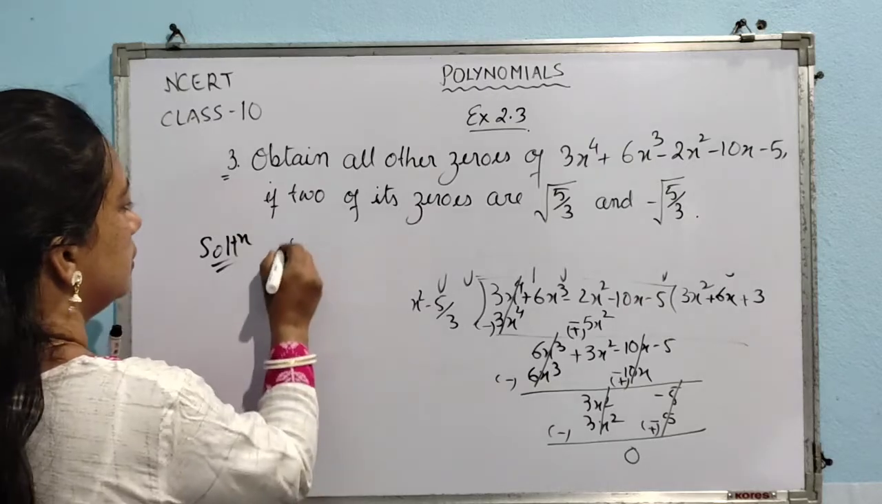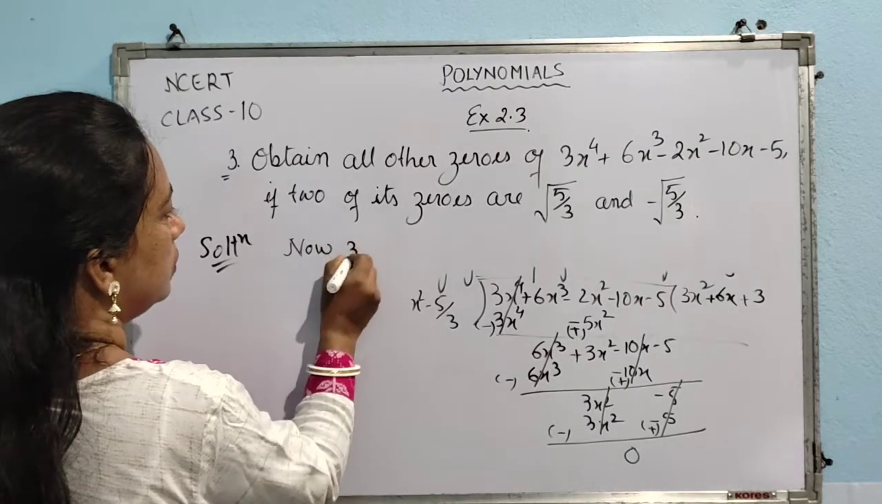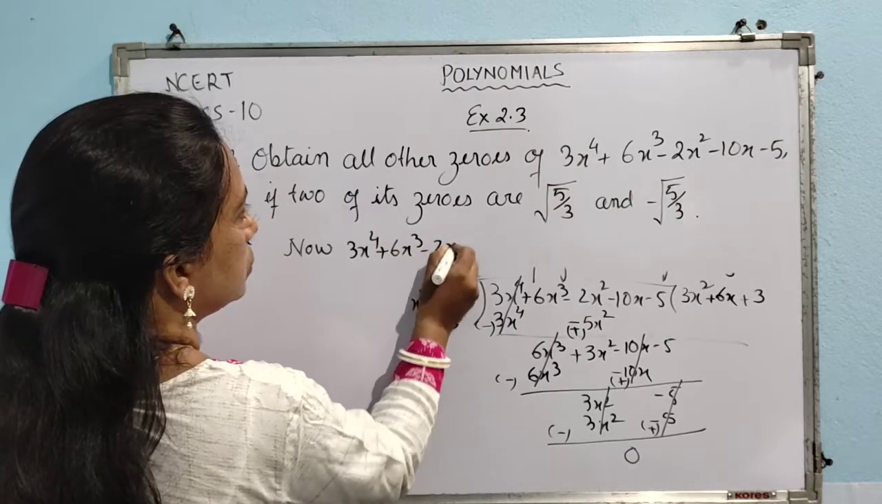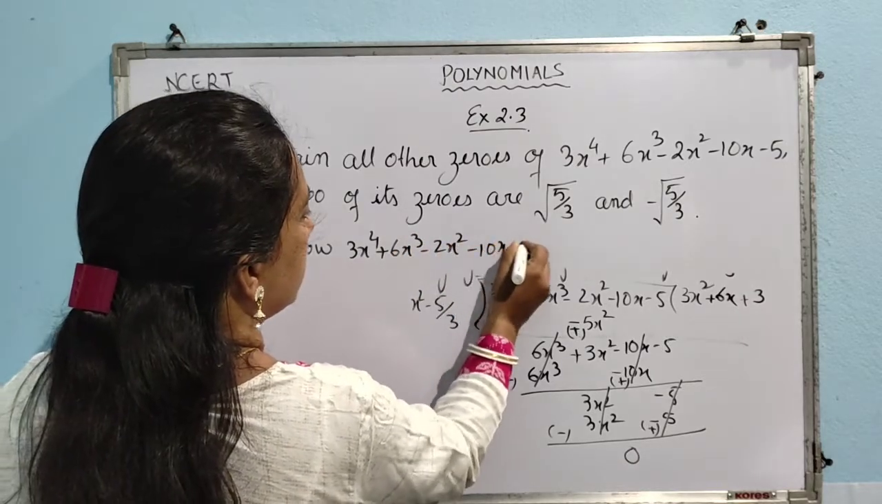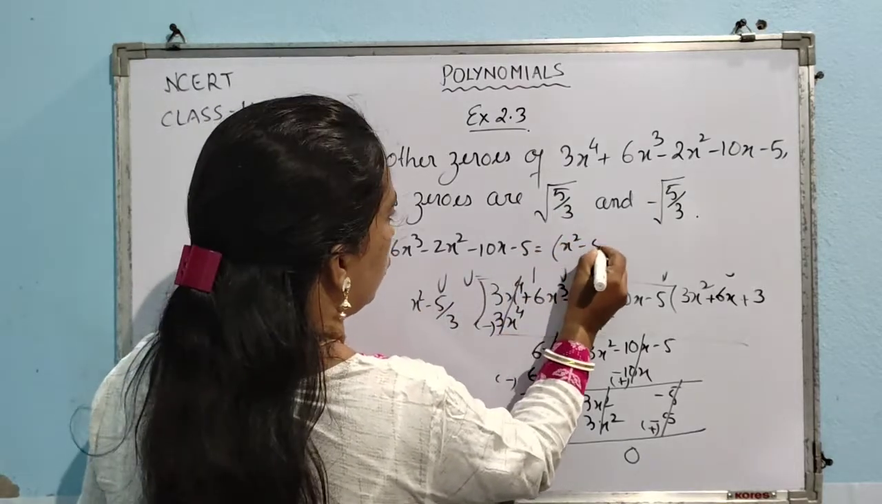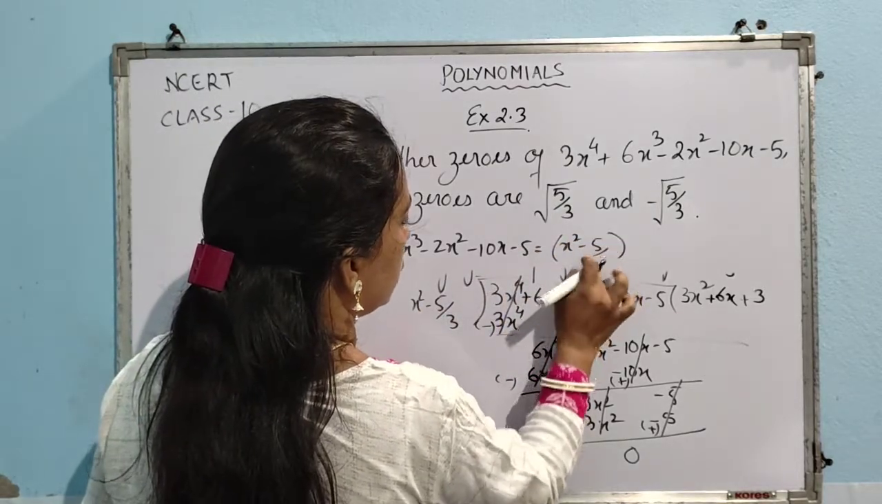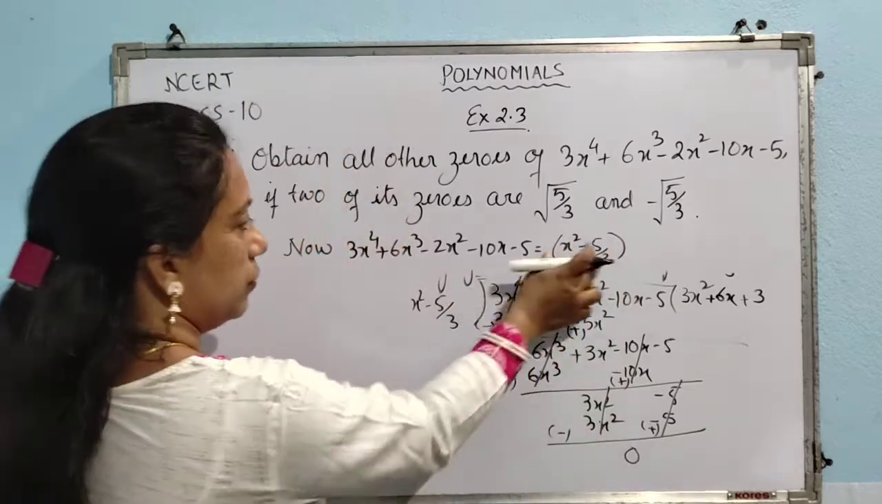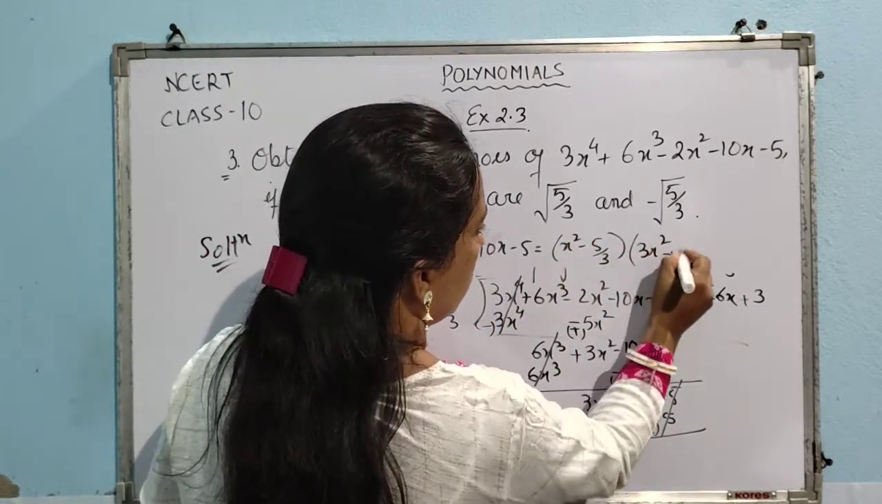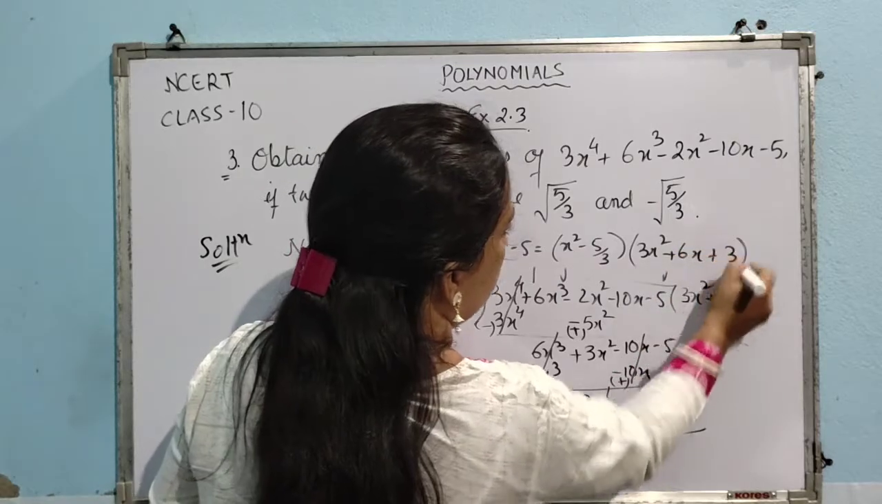Now what can we write? 3x to the power of 4 plus 6x cube minus 2x square minus 10x minus 5 is equal to, this 2 means one of the factors, and the other factor is going to be 3x square plus 6x plus 3. Done?